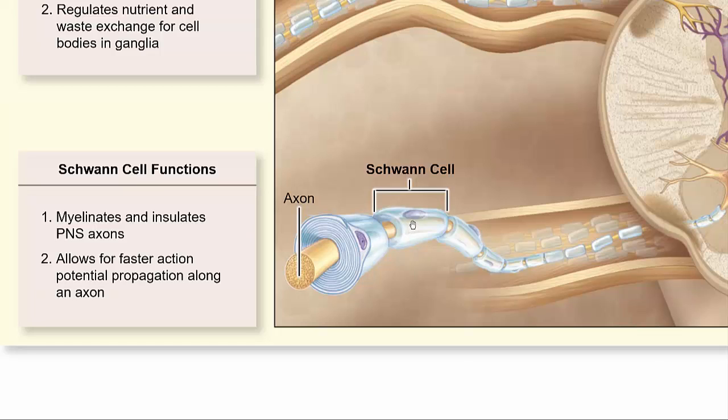Earlier, we looked at the oligodendrocytes that help to myelinate neurons in the central nervous system. So the Schwann cells do this, but in the peripheral nervous system. And anytime we're talking about myelination, it helps with allowing for neurons to send signals faster.